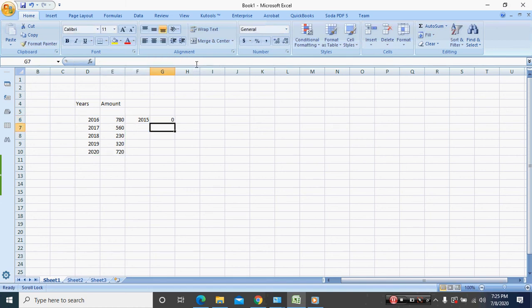So basically what this is telling us, if you put in 2015 and it is not in the amount, then the amount would be 0. So if we put 2020, it's going to say 720. And if we put 2016, it is going to say 780. But if we put 2015, it's going to say 0 because the 2015 is not in the amount.